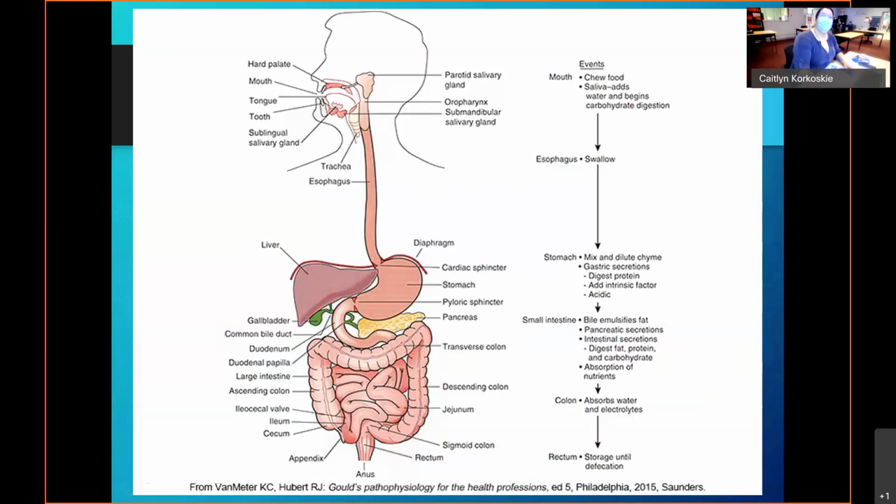So if you look through here, there's a breakdown of what each thing does. The small intestines emulsifies fat, the pancreatic secretions, intestinal secretions. So basically anything that the pancreas and your intestines secrete is going to absorb those nutrients. So it's going to digest the fat, protein, and carbohydrate part of whatever food was processed. Does that make sense?